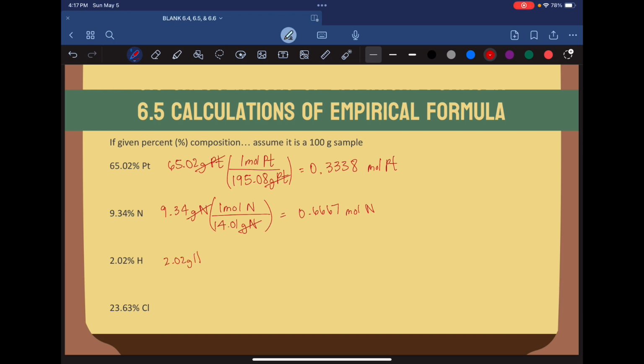2.02 grams of hydrogen. Draw your line. The mass of hydrogen is 1.01. 1 mole of hydrogen is at the top, because remember, we're going from grams to moles. Your grams of hydrogen will cancel, and this will equal 2 moles of hydrogen.